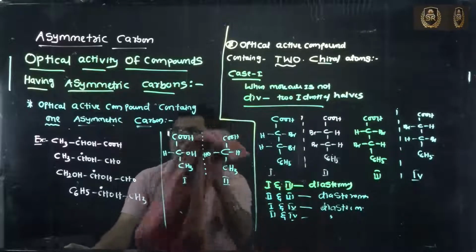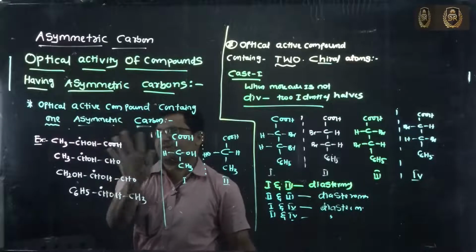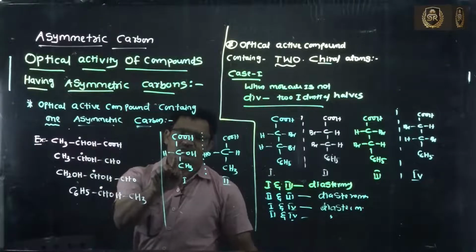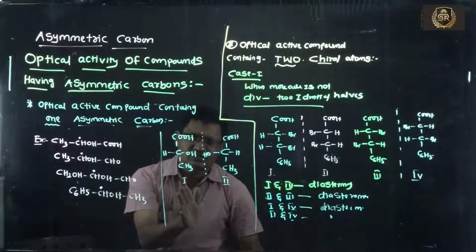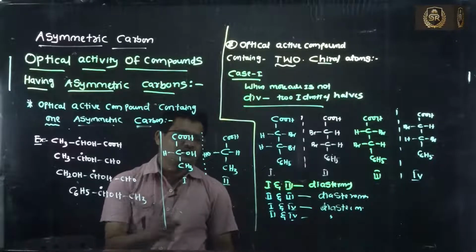Next, this is an optically active compound containing one asymmetric carbon. So this is one asymmetric carbon, here one asymmetric carbon. If they are mirror images of each other, 1 and 2 are mirror images of each other.